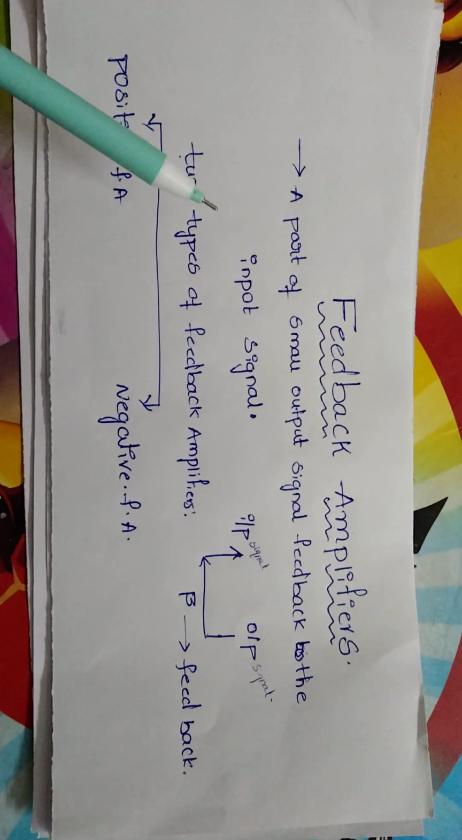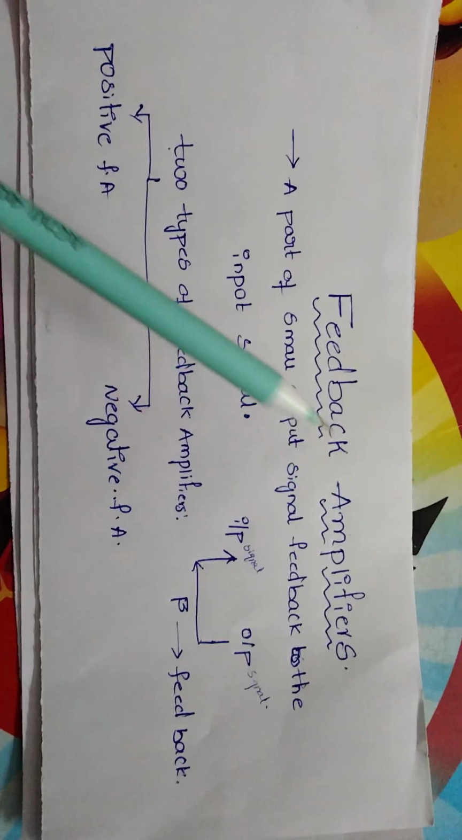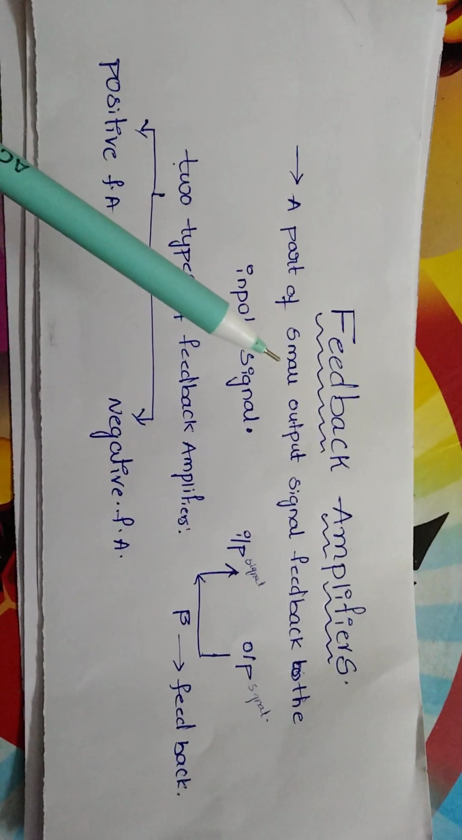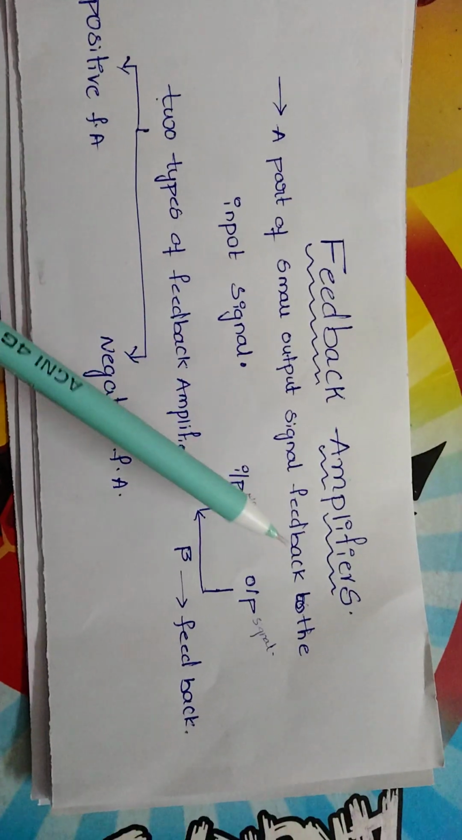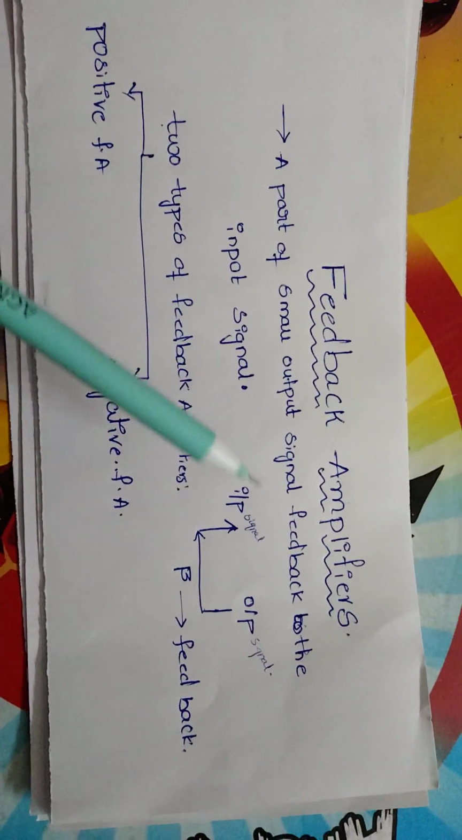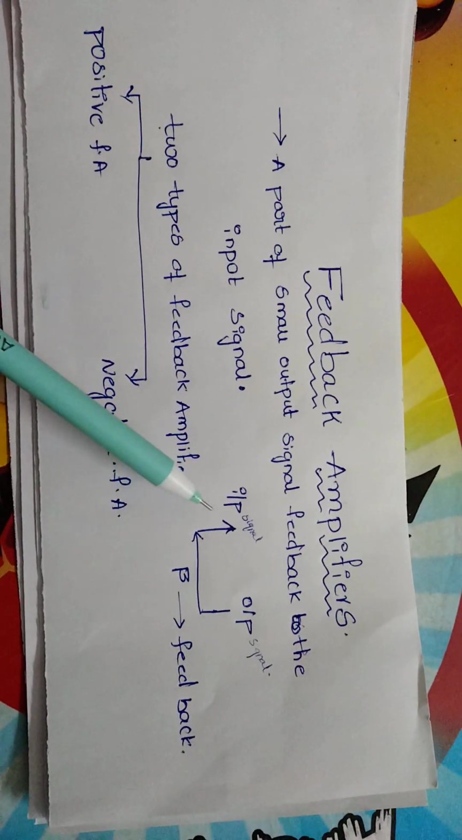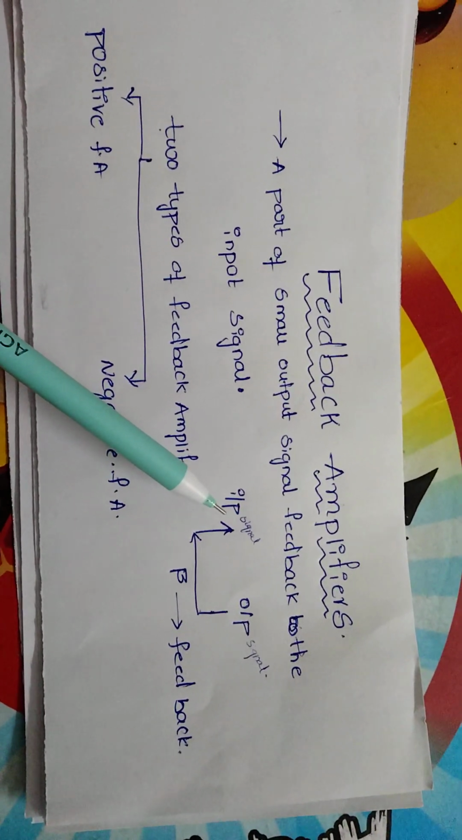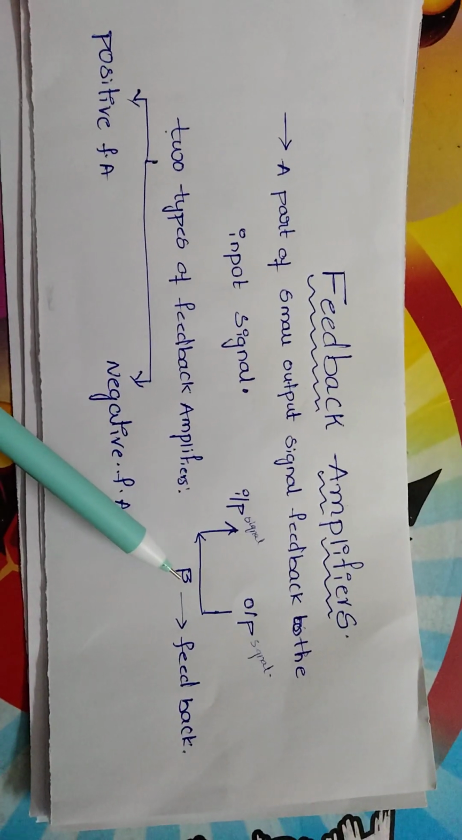Hello guys, today we will discuss feedback amplifiers. What is a feedback amplifier? A small part of the output signal is fed back to the input signal. When an output signal is fed back to the input signal, we call it a feedback amplifier. Beta represents the feedback.